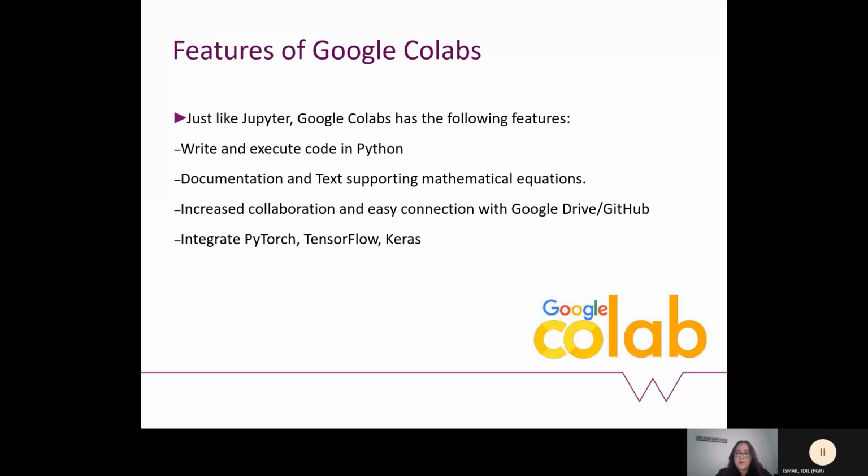So the main features of Google Colabs are essentially the same as previously said for Jupyter Notebooks, in that you can write and execute code in Python and also write text along with that, create documentation and format text, and also supports the writing of mathematical equations. One difference, as previously said, is the ease of collaboration with both Google Drive and now also GitHub. You can also integrate libraries such as PyTorch, TensorFlow, and Keras easily.